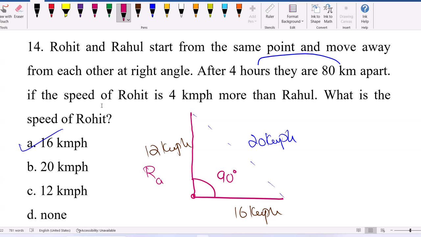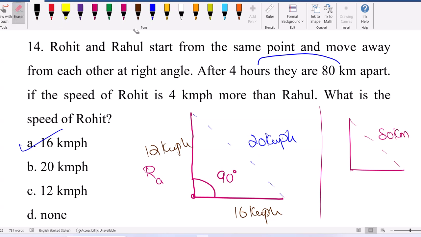We know trains traveling in opposite direction, same direction, but right angle. Sir, you are taking speed directly. Actually, I should take distance. I had given it directly in terms of speed. Okay, here 80. If this is 80 kilometers in 4 hours, means 20 kilometers in 1 hour. I can do it like that.